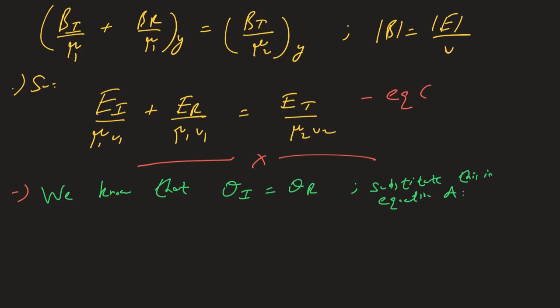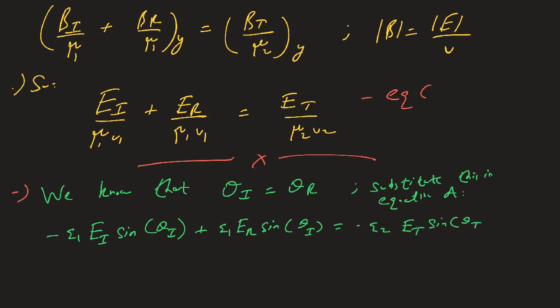equation A, what you get is that minus epsilon 1 EI sine of theta I plus epsilon 1 ER sine of theta r, which is the same as theta I, so I can just write sine of theta I, is equal to minus epsilon 2 E transmitted sine of theta transmitted.